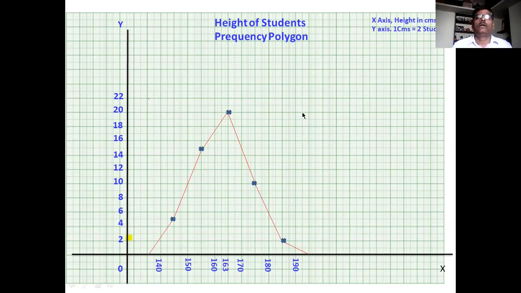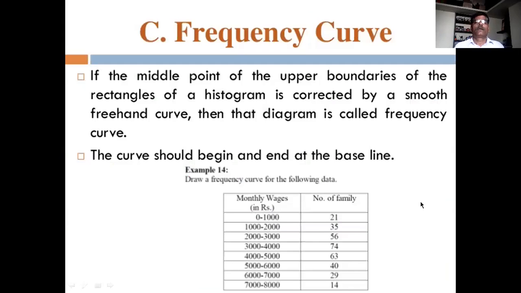Okay. Next, we will see the frequency curve. What is a frequency curve? There is a slight difference between the frequency curve and the frequency polygon. In the frequency curve, we draw a freehand line instead of a straight line. A freehand line is used to draw the frequency curve.